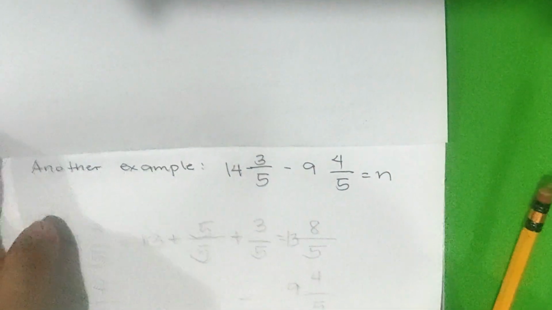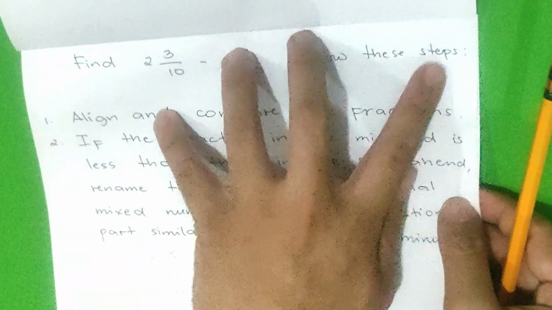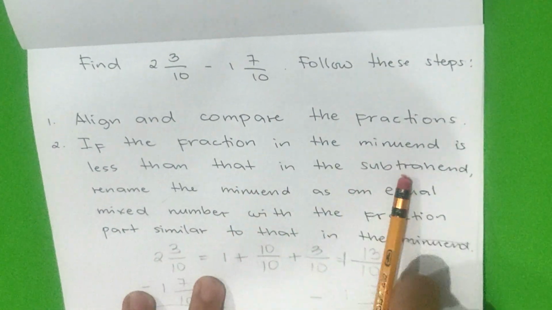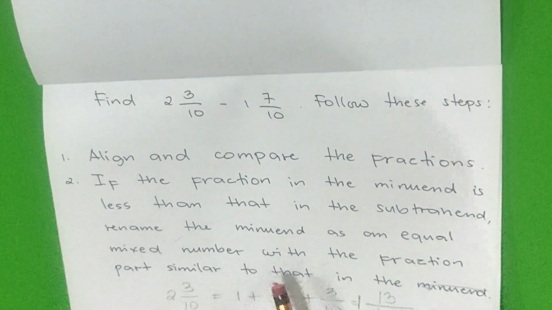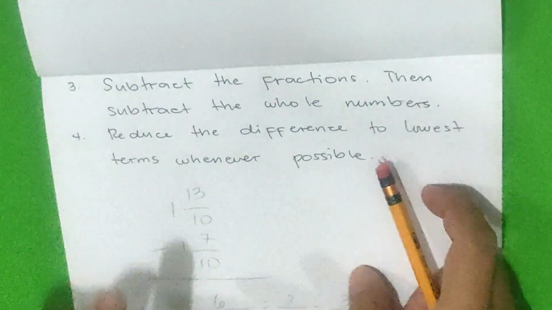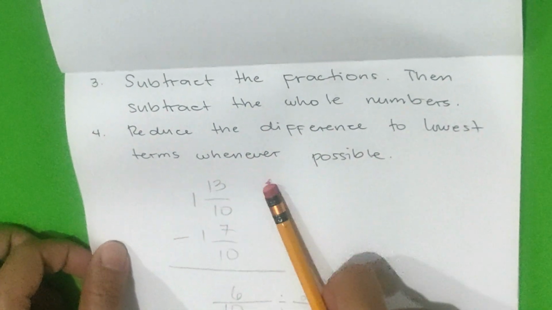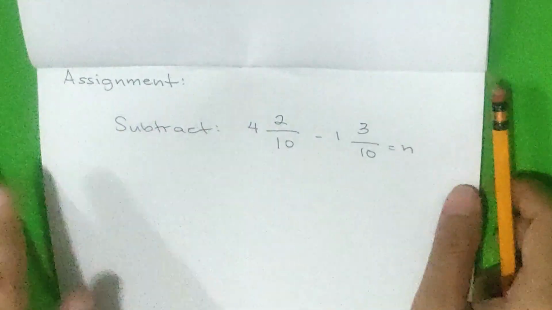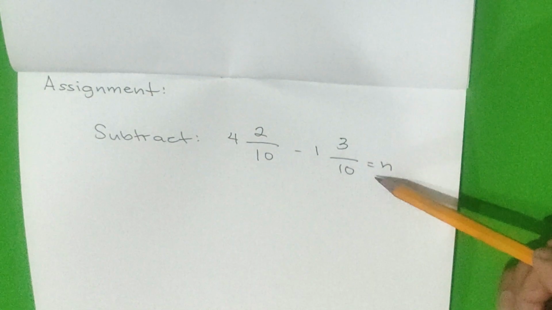So remember, when subtracting mixed numbers with similar fractions, align and compare the fractions first. If the fraction in the minuend is less than that in the subtrahend, rename the minuend as an equal mixed number with the fraction part similar to that in the subtrahend. Then subtract the fractions, then subtract the whole numbers, and lastly, reduce the difference to lowest terms whenever possible. For your assignment, subtract 4 and 2/10 minus 1 and 3/10 equals n.